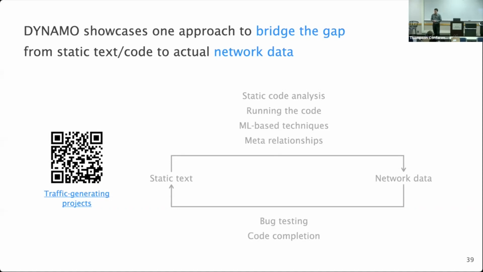Yeah, so just a quick question. You're taking a lot of online GitHub repositories, and you do not know whether they are generating correct traffic. What about the correctness of the traffic they are generating?